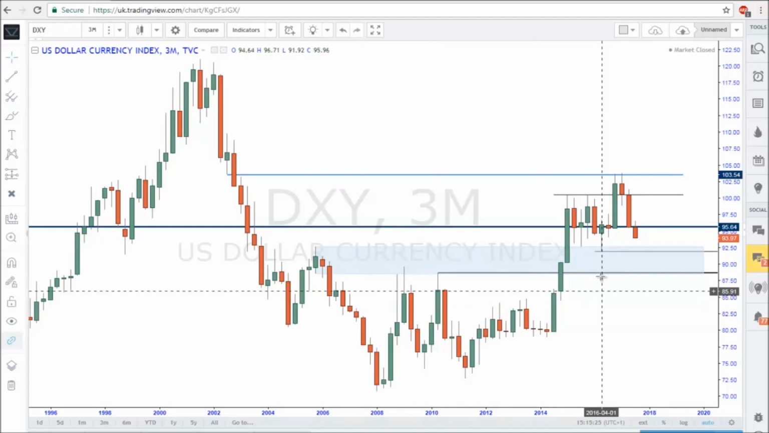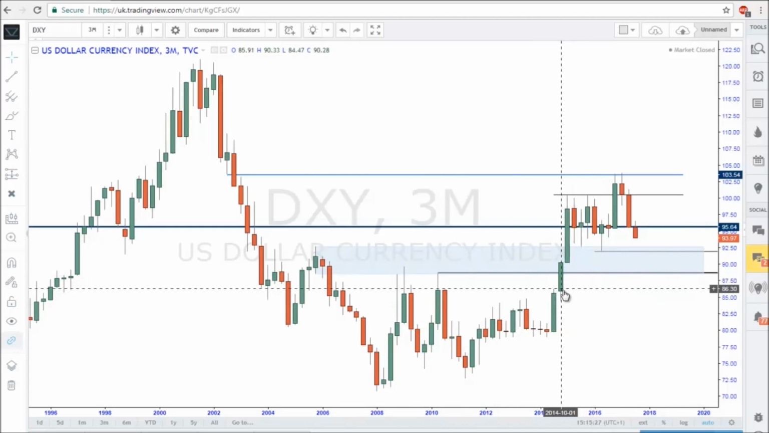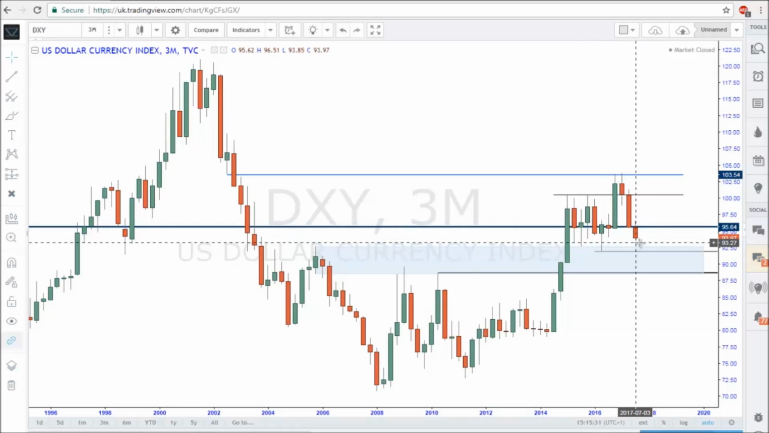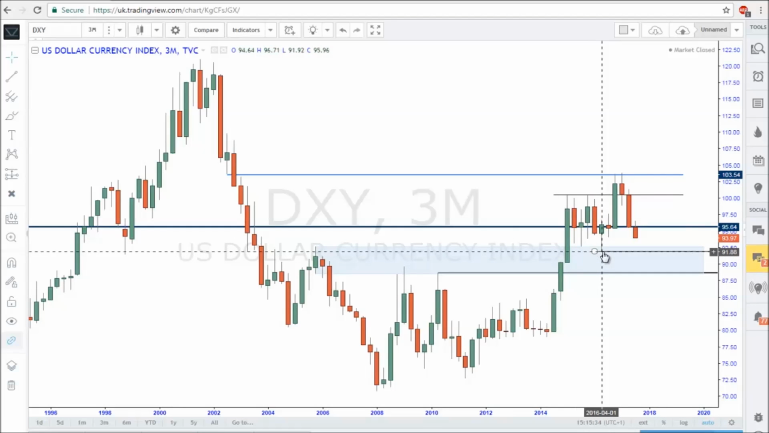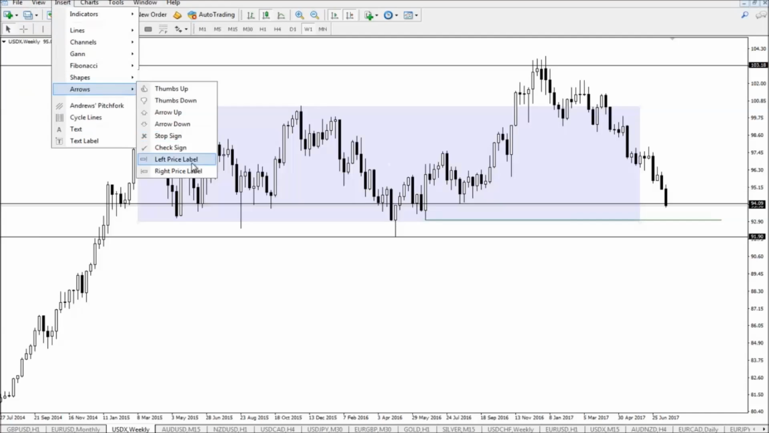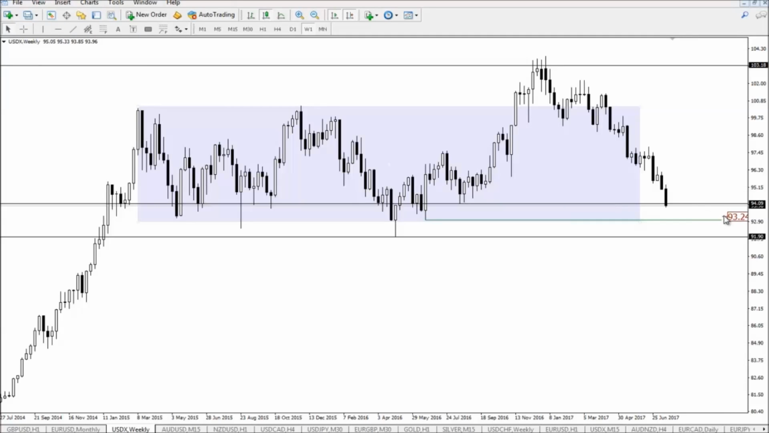If this box gives in and we get below here, then I think we could come all the way down to here, but let's leave that for later on. For now, one target at a time. This is the next objective here, 91.90. Like I've outlined, the next target after that is the low here at 90.99. Call it the 93 figure. Okay, that's going to be the next target.